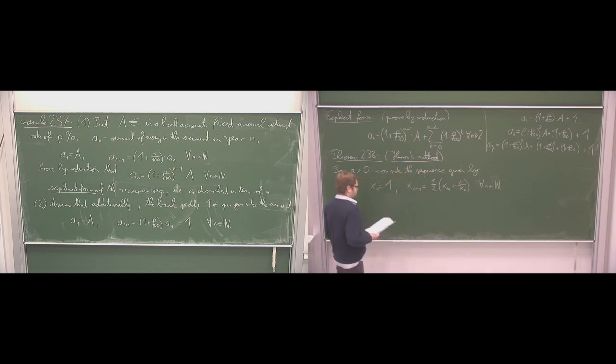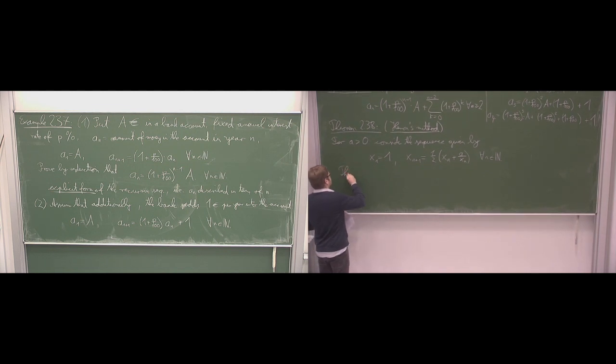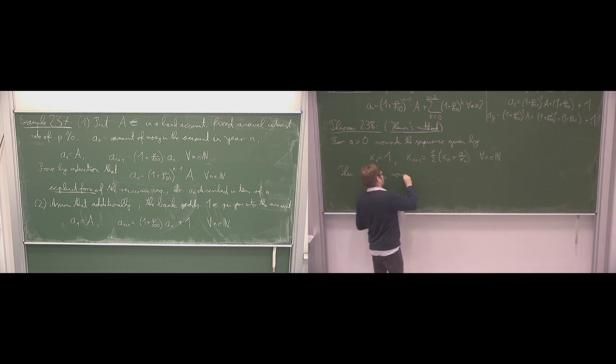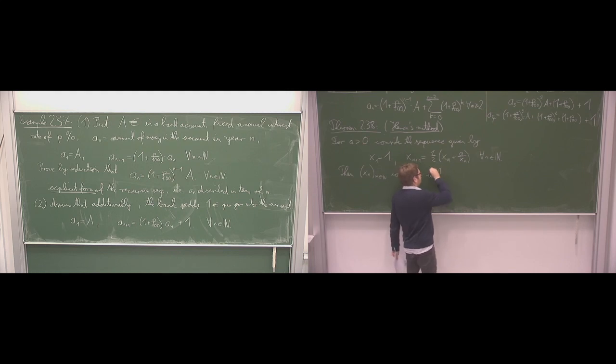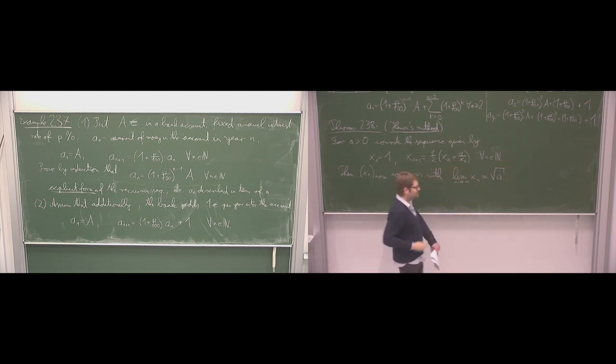Okay, this is an interesting looking sequence, and you might wonder what happens. As we shall prove now, x_n converges and has a very interesting limit, namely the limit of n to infinity of x_n is the square root of a. That was unexpected.